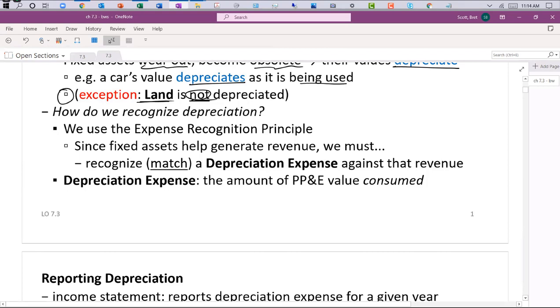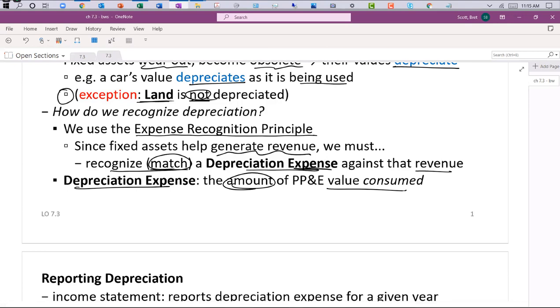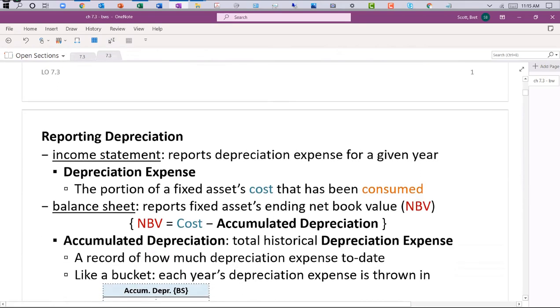How do we recognize depreciation? Well, we use the expense recognition principle to help guide us in recognizing depreciation. So since fixed assets help generate revenue, we must recognize or match depreciation expense against that revenue. Depreciation expense is the amount of the PP&E value that we're consuming. So depreciation is the process of reducing the value. Depreciation expense is the recognition of the value that has been consumed and therefore is an expense on the income statement.